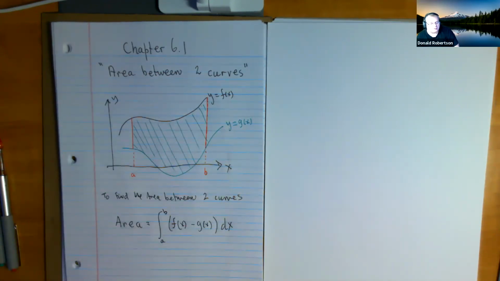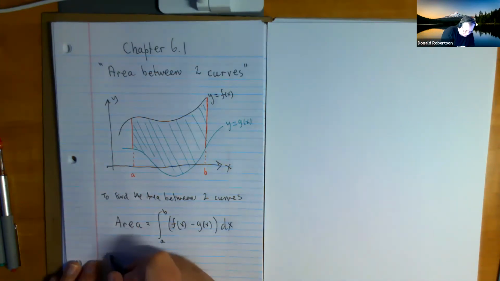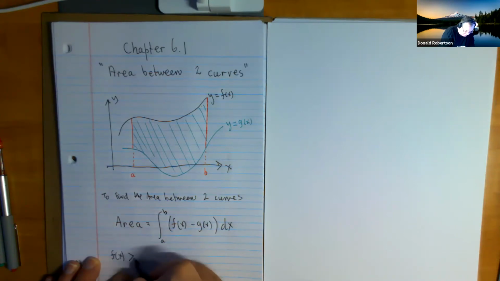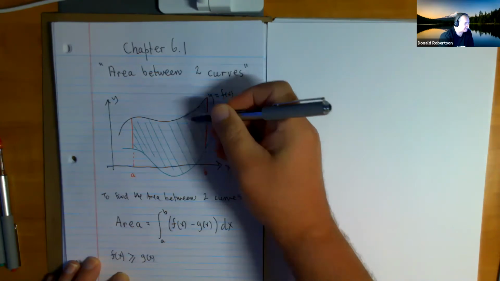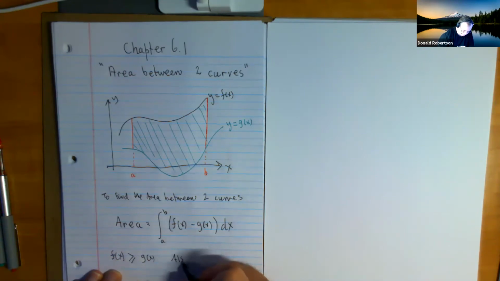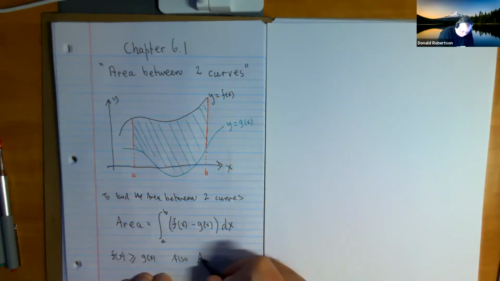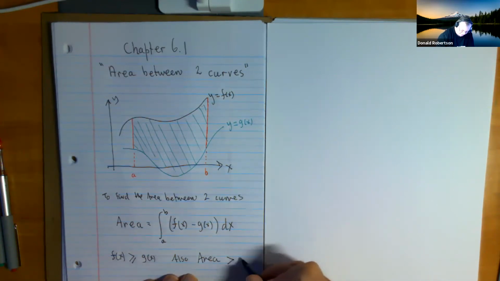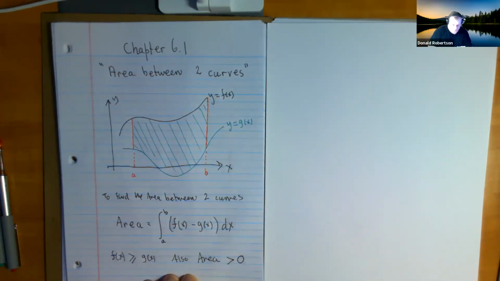Now, a couple of things are guaranteed, and you must make sure that this is true. f of x has to be bigger than or equal to g of x. In other words, f of x has to be up high, and g of x has to be down low. Seems reasonable. Also, when you use this formula, the area is guaranteed to be positive.